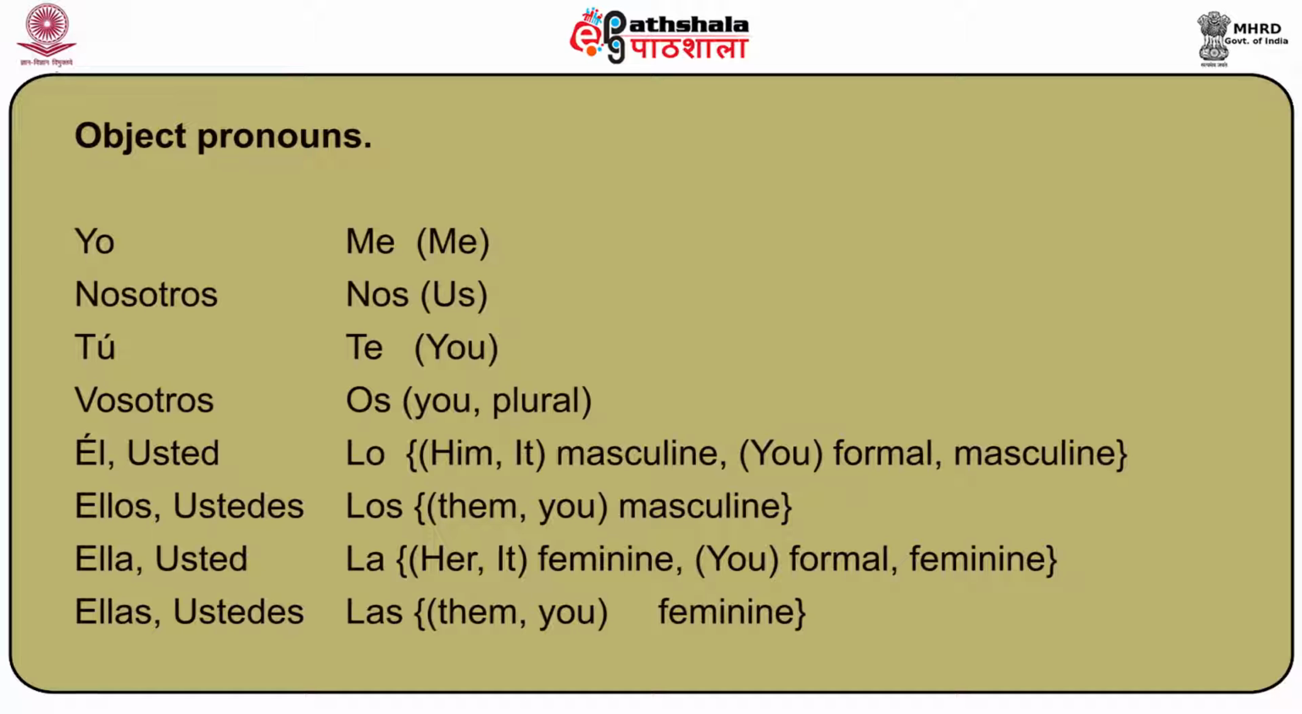When we are talking about the pronouns, the yo becomes me, the nosotros has nos, the tú has te, and the vosotros has os. The él and usted, as we had mentioned in the IOP DOP section, or the indirect object pronoun or direct object pronoun, it becomes lo for masculine, and ellos and ustedes, los, for them, you masculine. Ella and usted, la becomes her or it feminine, you formal feminine. Ellas and ustedes, las is them and you feminine.